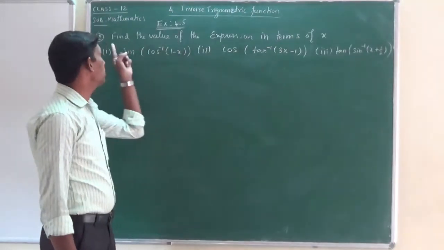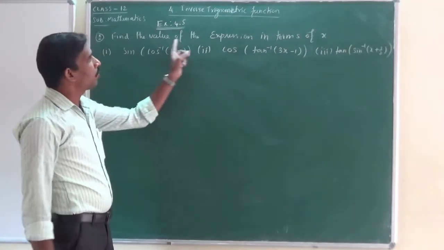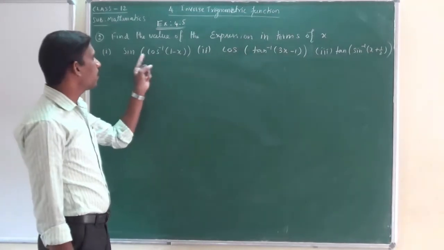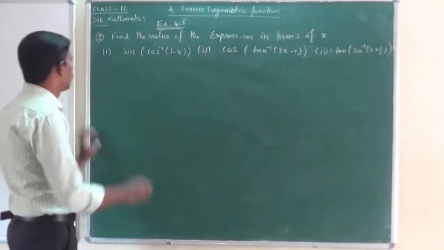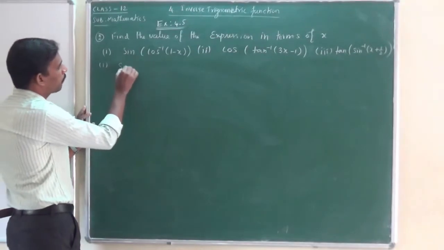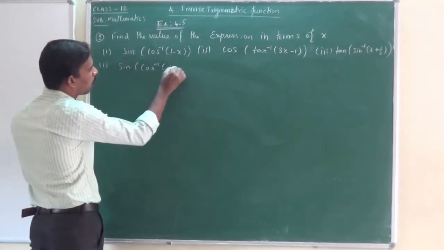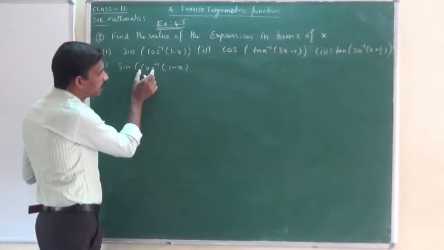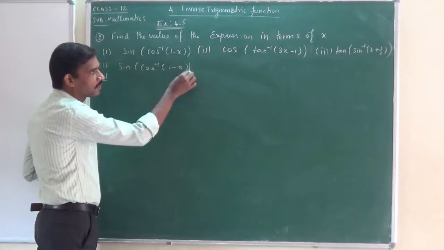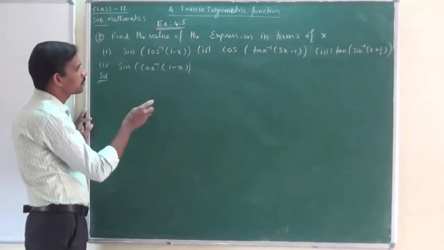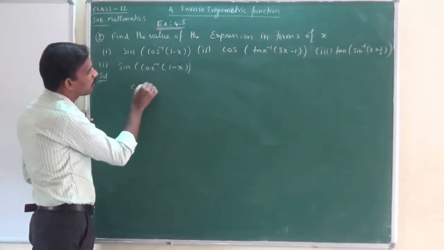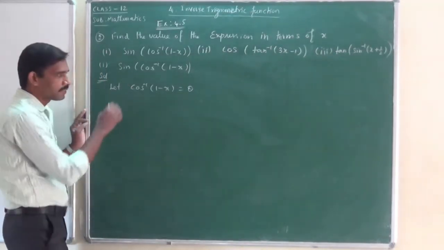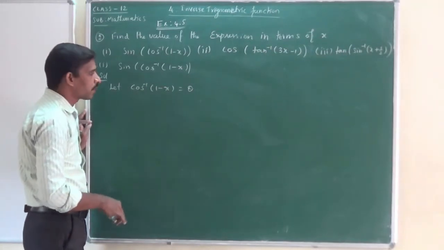This is 4.5. Question number 2. Find the value of the expression in terms of x. The first question is sine of cos inverse of 1 minus x. Solution: I will take the cos inverse of 1 minus x as the first term, and inside the bracket I make the assumption as theta. So cos inverse of 1 minus x is equal to theta. That is our assumption.